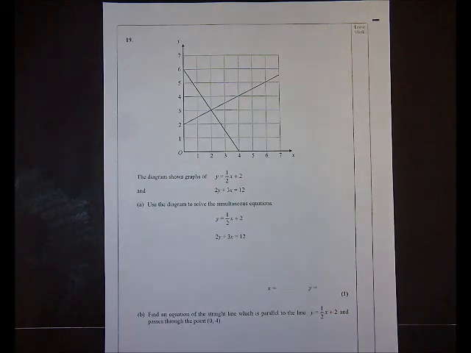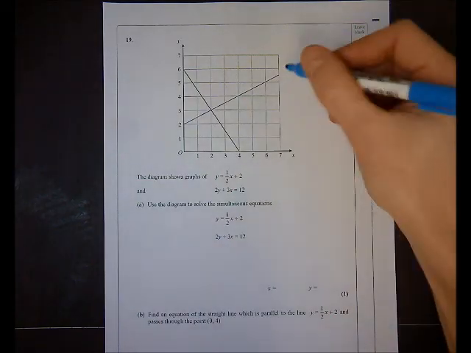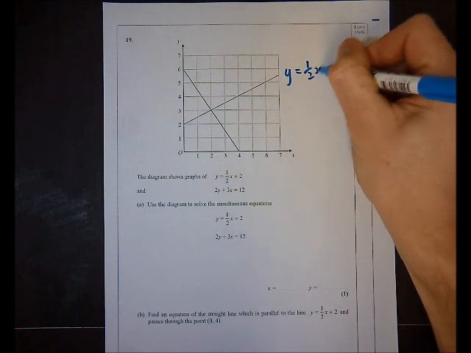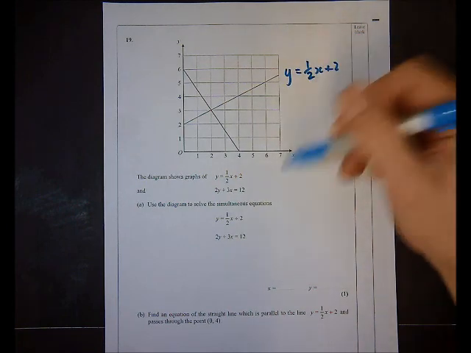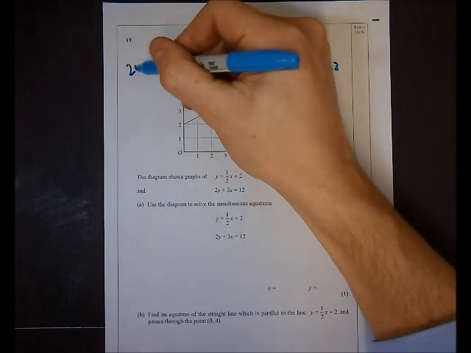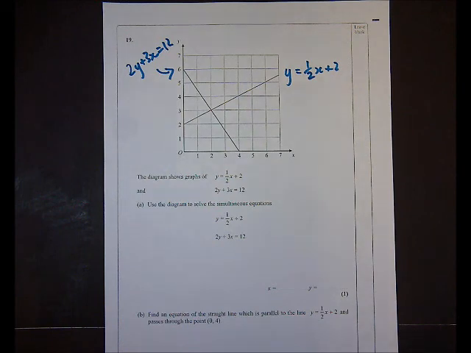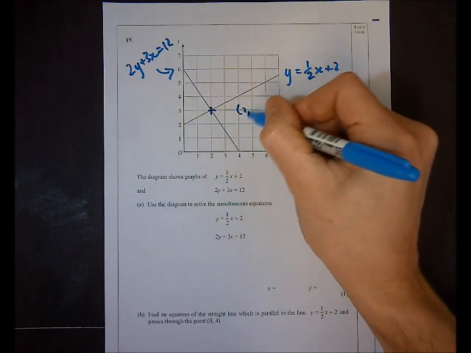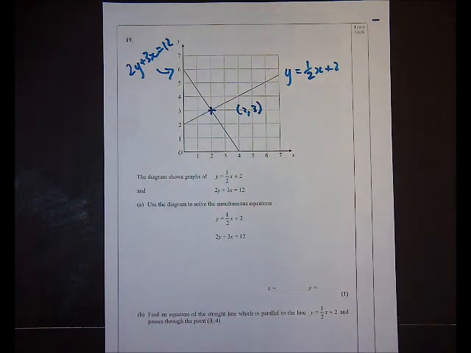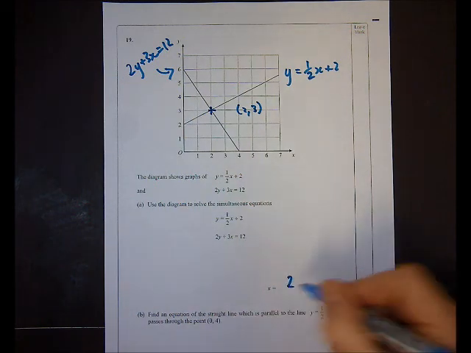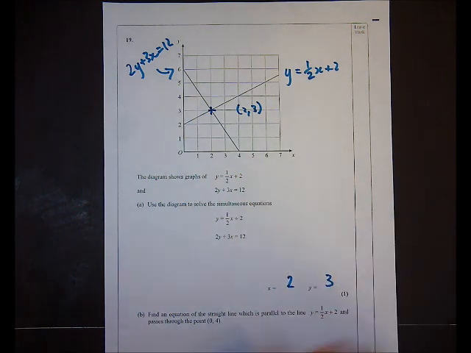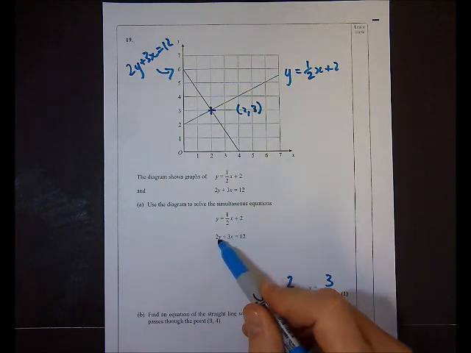On number 19, I'm shown two graphs, y equals a half of x plus 2, which is this one here, and 2y plus 3x equals 12, which is the one here. And I'm asked to use a diagram to solve the simultaneous equations. Well, the two graphs cross here at point 2,3. So that's the point 2,3. And that is the solution to part A, which is x equals 2, y equals 3. If I put x equals 2 in here, I will get that y is 3, and if I put x equals 2 in here and y equals 3, it will also work.